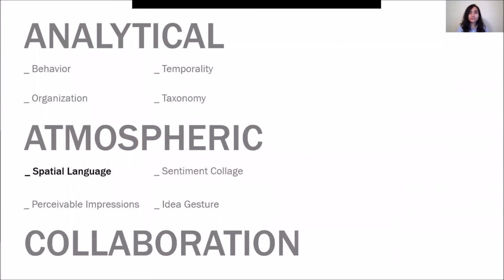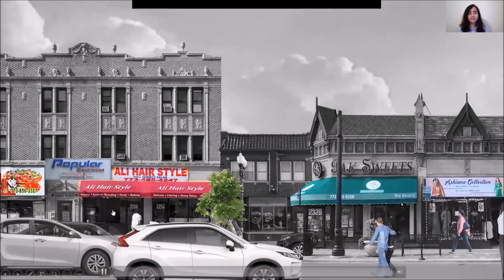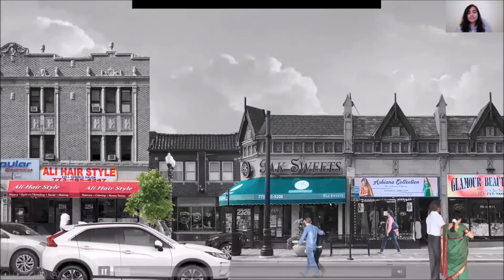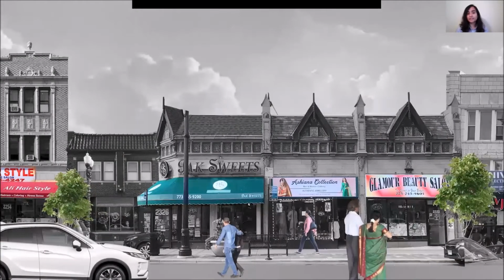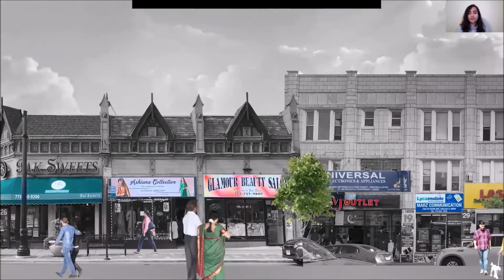A little bit more into detail of each. The first one is spatial language. So just to give you all a context, the street that I am talking about is a street in Chicago, which is dominated by South Asian immigrants. What I observed there was a spatial language created on the street in terms of the signage. So the signage creates a language, and the architecture takes a backseat and becomes a backdrop.